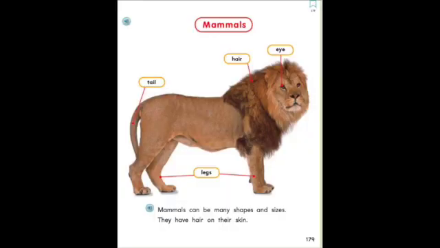All right, this section is about mammals. Mammals can be many shapes and sizes. They have hair on their skin. And as I look at this, I want to ask myself about the hair and what it looks like. I find out from the photo what a lion's hair looks like, and I'll read on to find out about other mammals' hair.